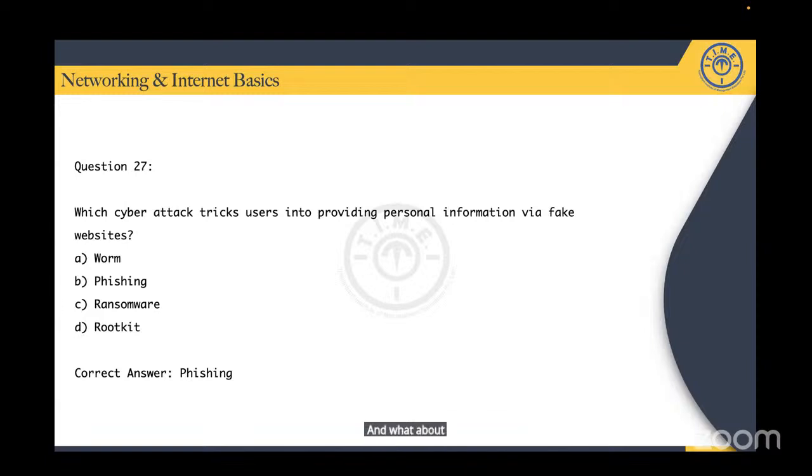And what about others? Worm. It is a self-replicating malware, right? If you send that worm into a computer as a small bug, that will self-replicate itself. Ransomware encrypts data and demands money. If it demands money, that's a kind of ransomware, like cryptos. Rootkit hides malicious activity in the OS, right? So we can't identify whether it is there or not. So it will hide inside the OS.